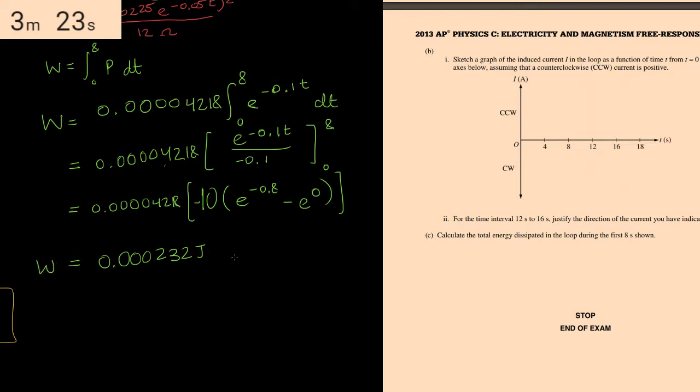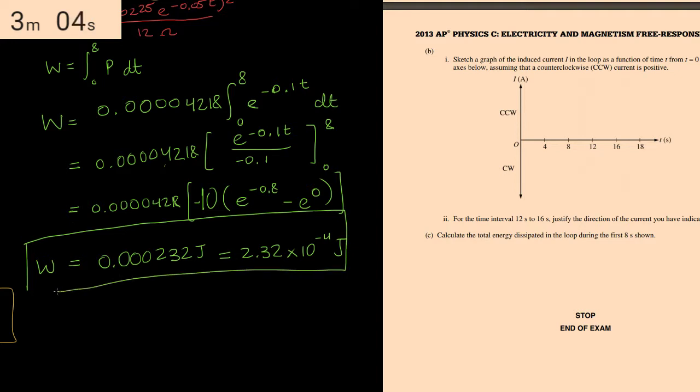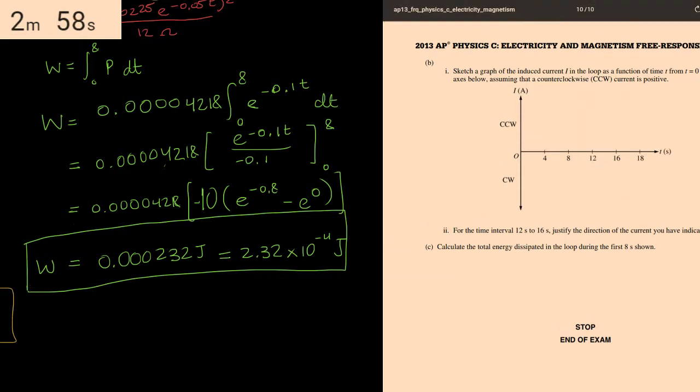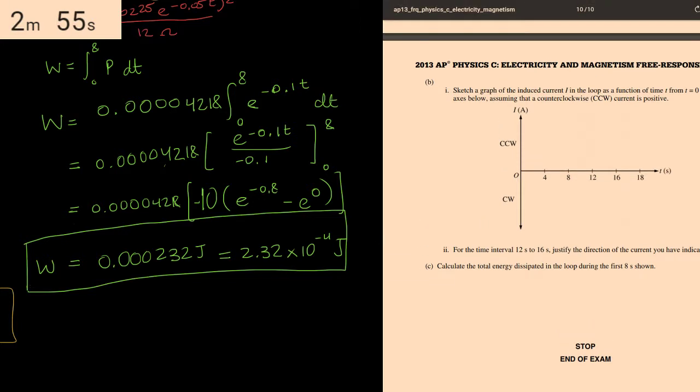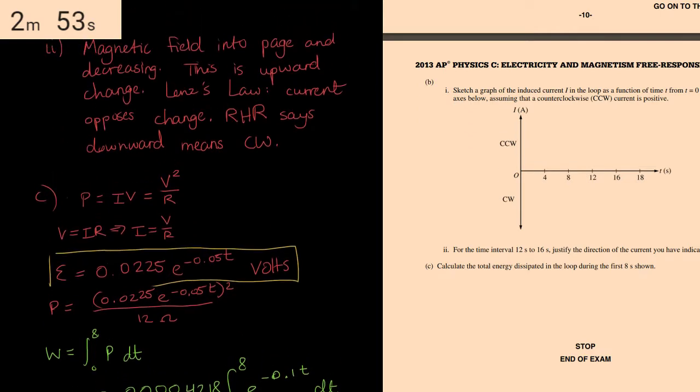Another way we could have written this would be as 2.32 times 10 to the negative 4th joules. Cool. Let's box it up. And that's a wrap. I suppose we should check our answers like good, diligent AP test takers for the remaining 3 minutes that we have.